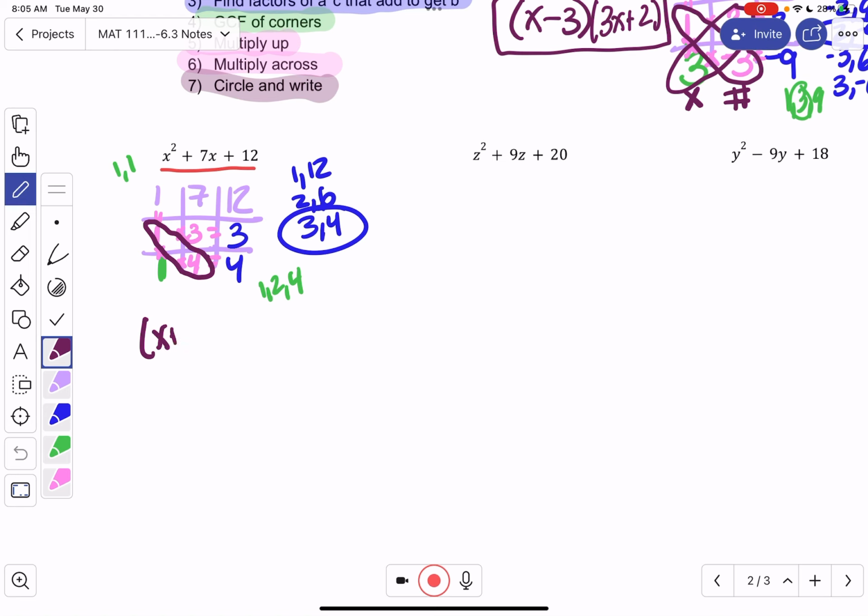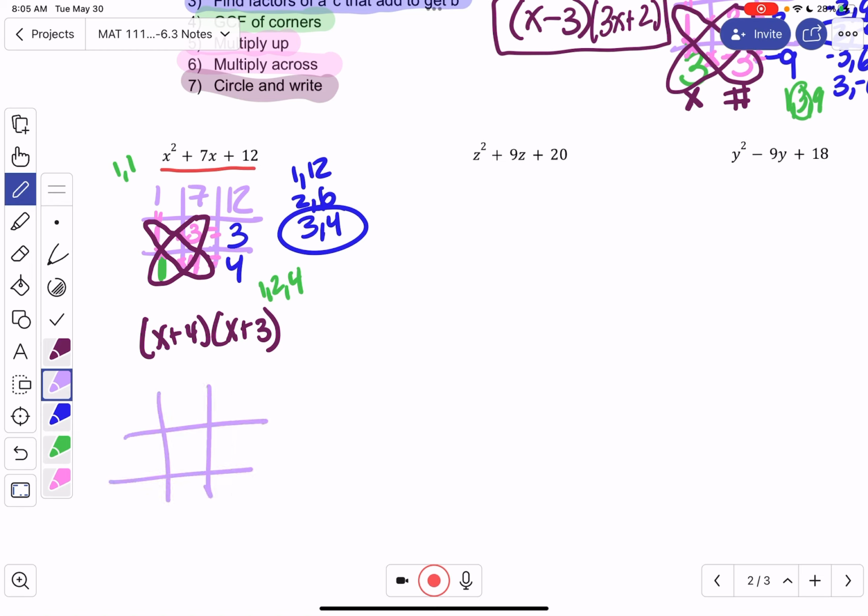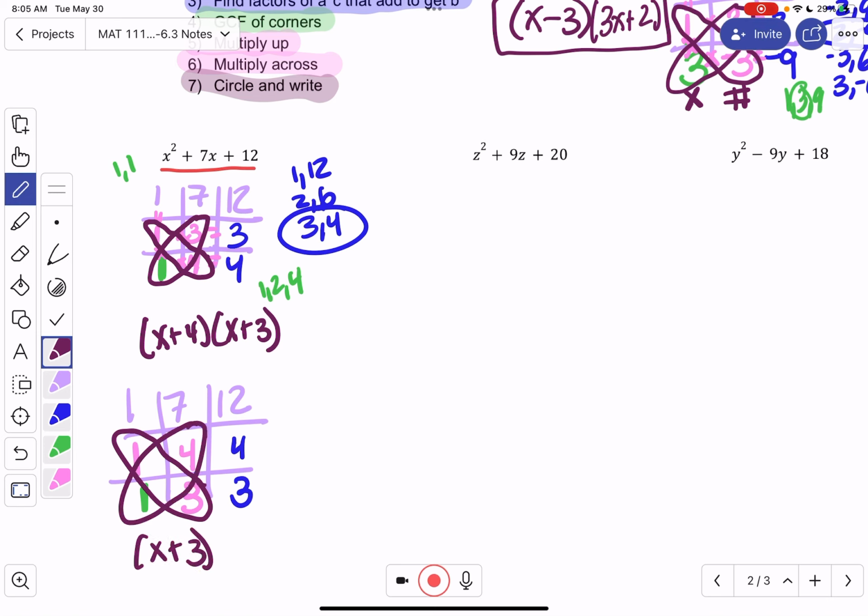That is x plus 4. That is x plus 3. To show you that the order doesn't matter where you put those, if I were to switch the 4 and the 3, my greatest common factor would still be 1. When I multiply up, I'd still get 1. And when I go across, I'd still get the 4 and 3. The only difference is the 3 and the 4 have switched places. Order doesn't matter when you multiply. These are the same answers. That's why it doesn't matter.